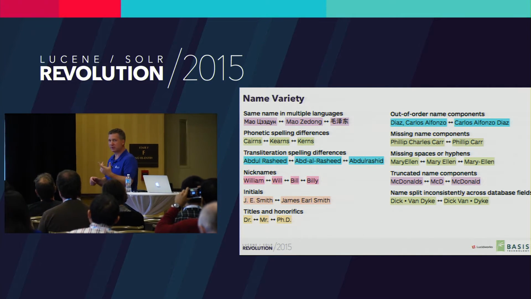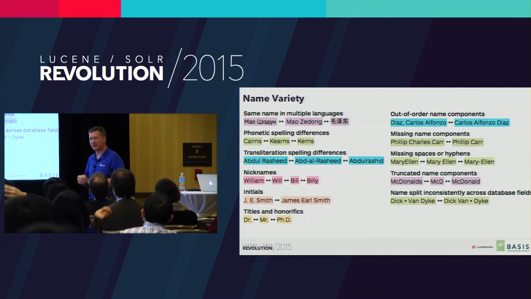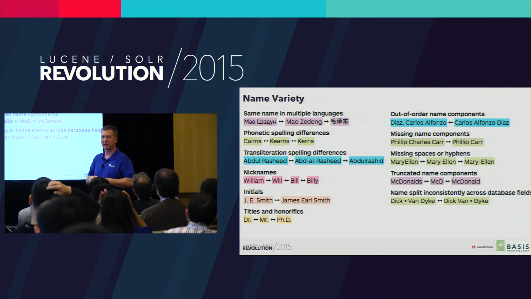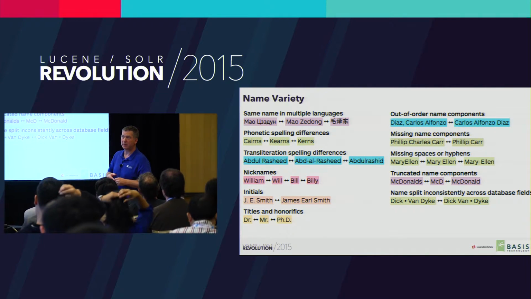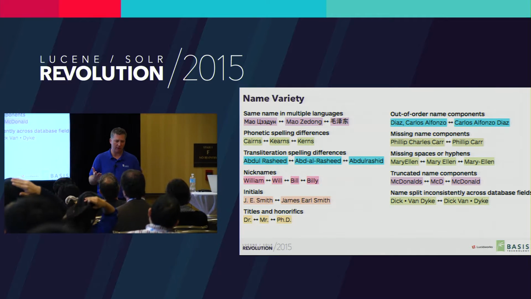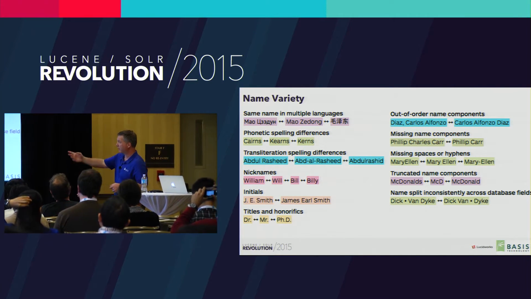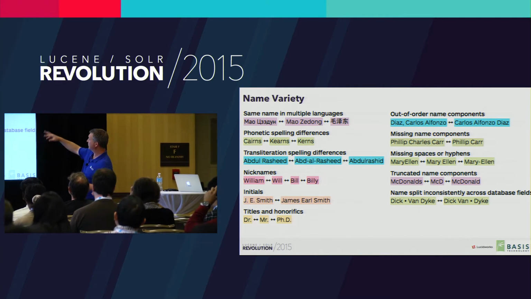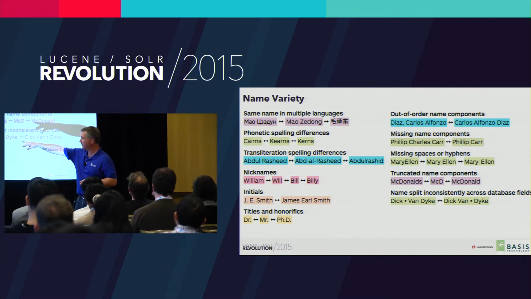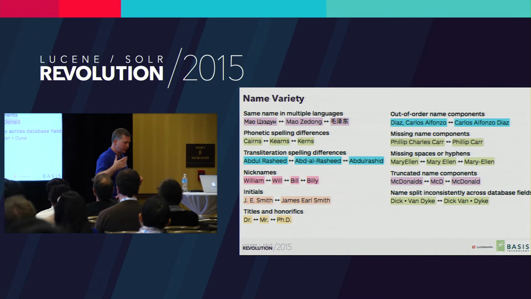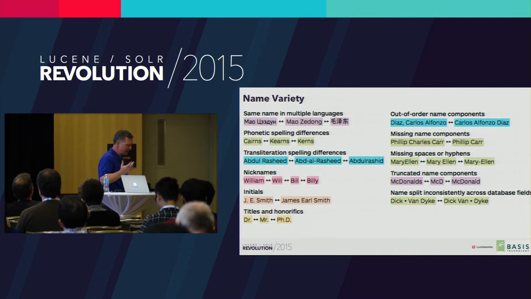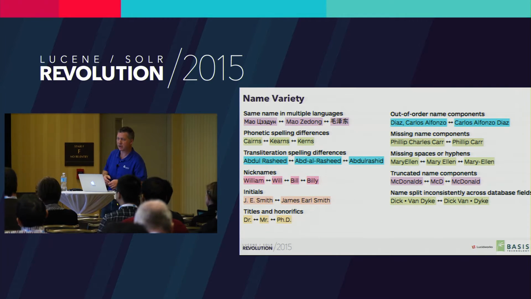Yep. So organization names. The question is, what do you do for organization names? IBM versus International Business Machines. Initials and abbreviations are handled in person names here in this example. We've got initials. J.E. Smith, James Earl Smith. So General Electric, GE, IBM, GM for General Motors.